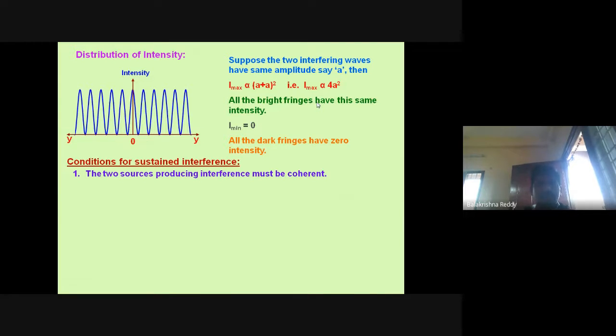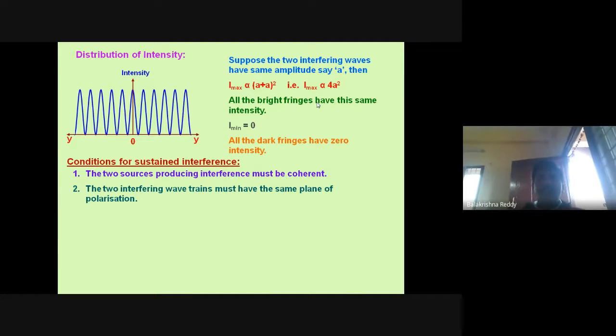First, the two sources producing interference must be coherent. We discussed this. Second, the two interfering waves must have the same plane of polarization. Same plane of polarization means all the waves must be in the same plane and should focus in the same direction, not come from different waves and interfere. Since they are similarly polarized, they have uniform intensity initially. Otherwise, the output will differ.